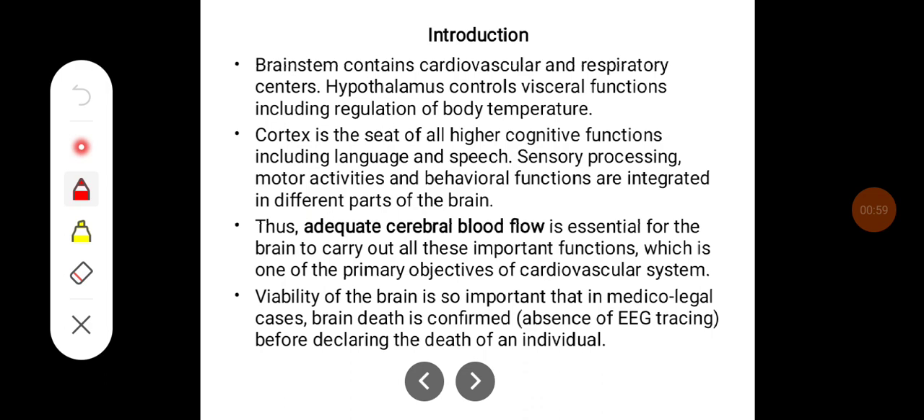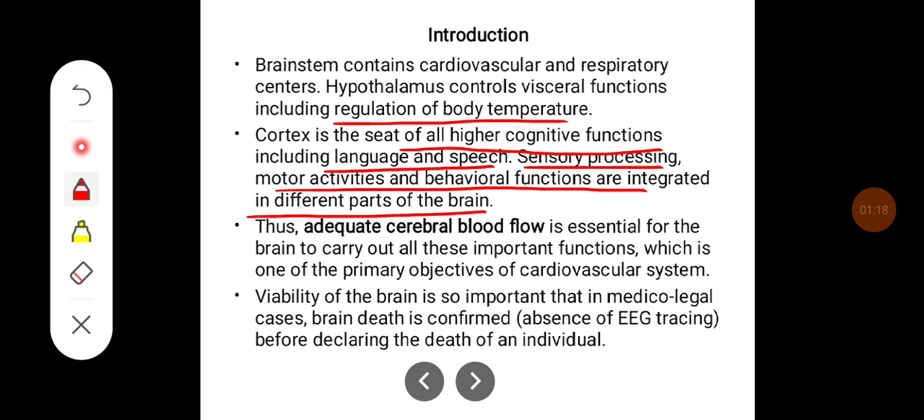Brainstem contains cardiovascular and respiratory centers. Hypothalamus controls visceral functions including regulation of body temperature. Cortex is the seat of all higher cognitive functions including language and speech. Sensory processing, motor activities and behavioral functions are integrated in different parts of the brain.